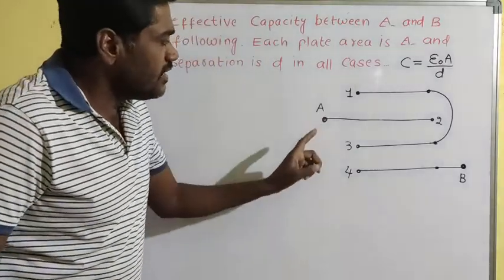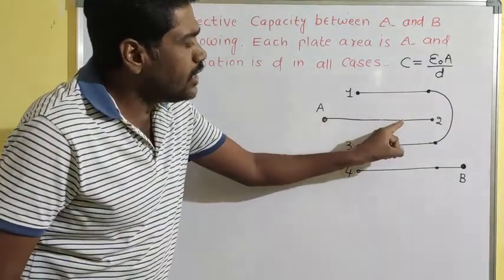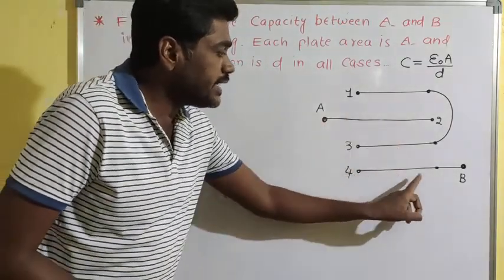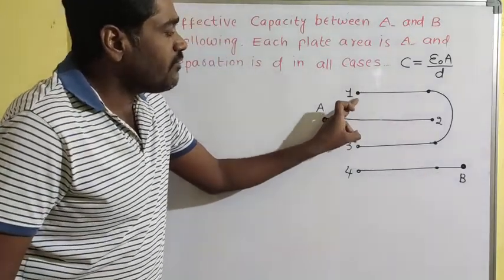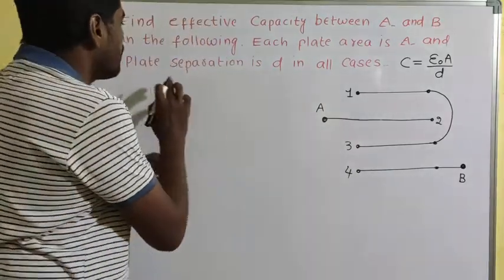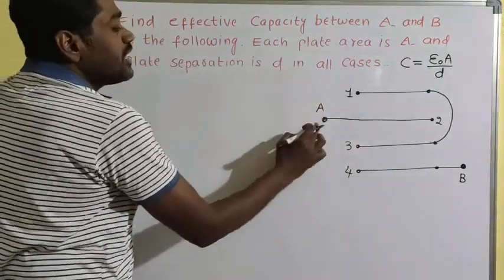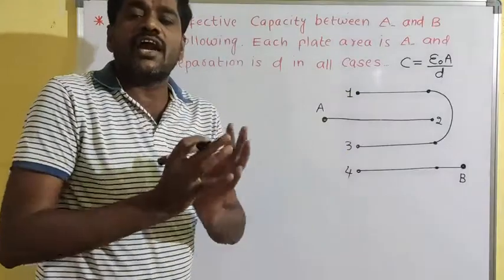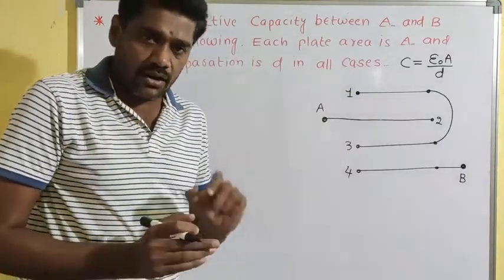In this case, A is connected to only the second plate and B is connected to only the fourth plate, but plates 1 and 3 are not connected to anything. But they are asking, what is the effective capacitance between A and B? Between A and B, that is what they are asking now.